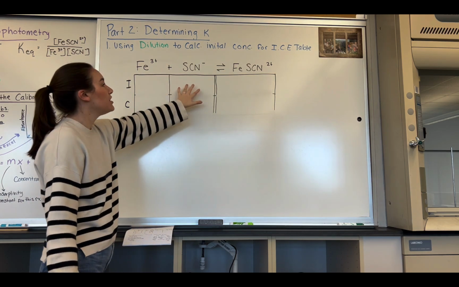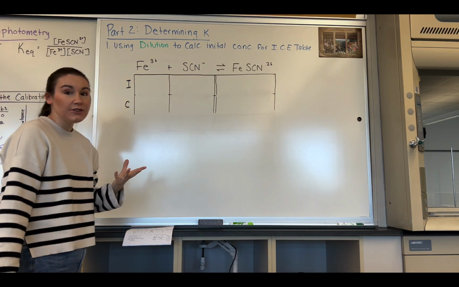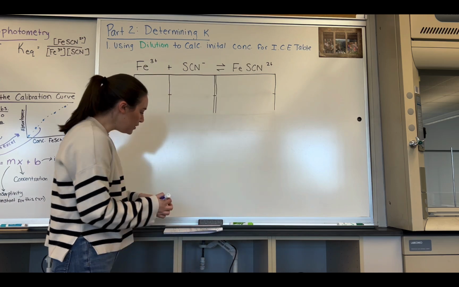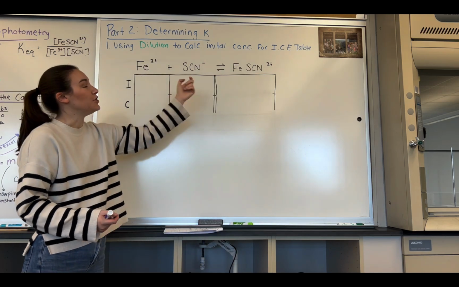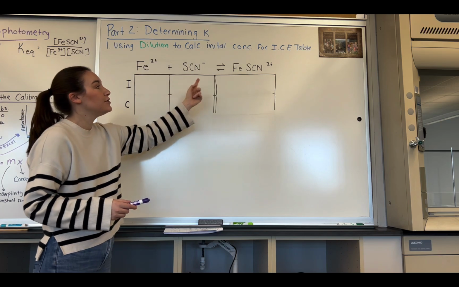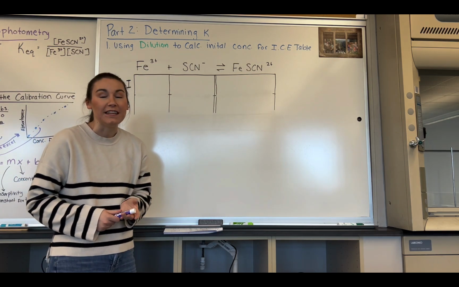But the information that we need in our I and our C rows is still going to be relevant for solving that information. So the first thing that we have to do is calculate our initial concentrations. These initial concentrations are going to be calculated from the dilution that we did in part 2.